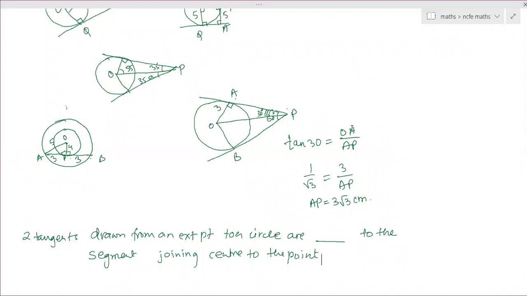So what should be started? Ma'am, applications of trigonometry. Okay, fine. Application of trigonometry. It is an easy chapter.